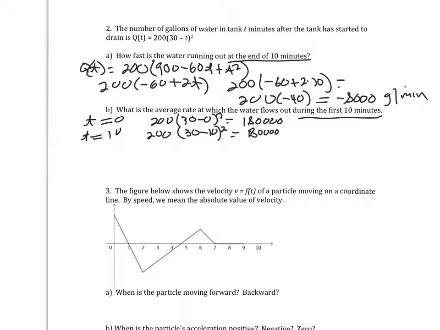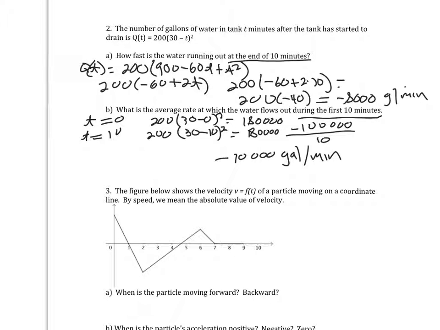And so the change in the water in the tank over the first 10 minutes, we go from 180,000 to 80,000, so we get 100,000. And that's negative because we went from a higher to a lower quantity. So really what we did is we subtracted 80,000 minus 180,000 over 10, and that's going to give us a rate of negative 10,000 gallons per minute on average for the first 10 minutes.